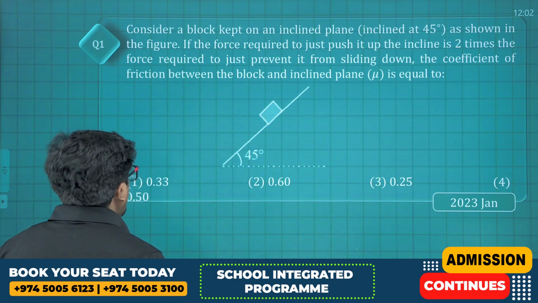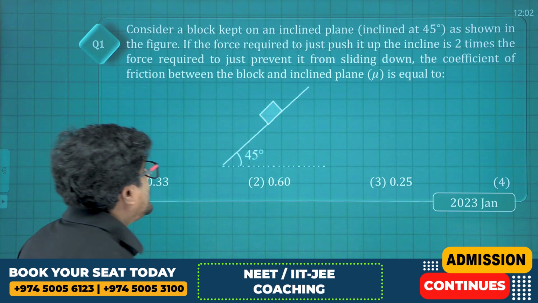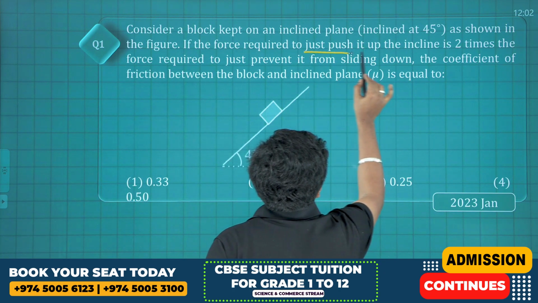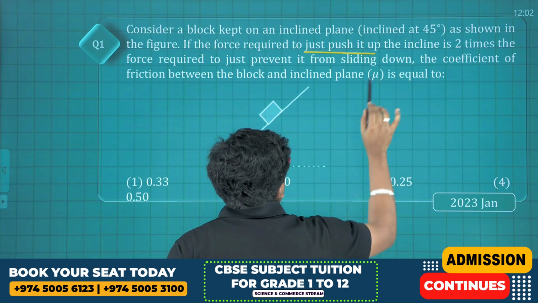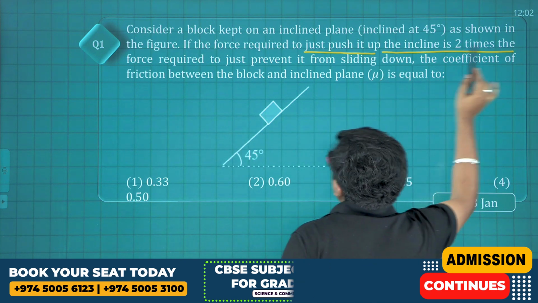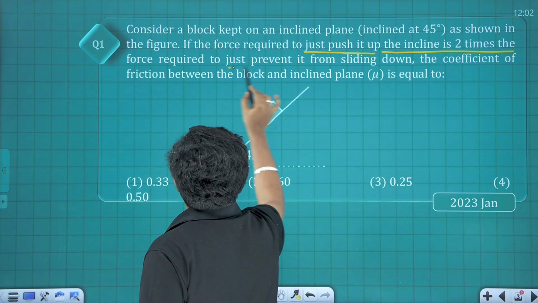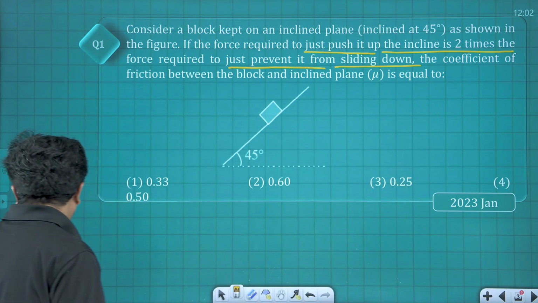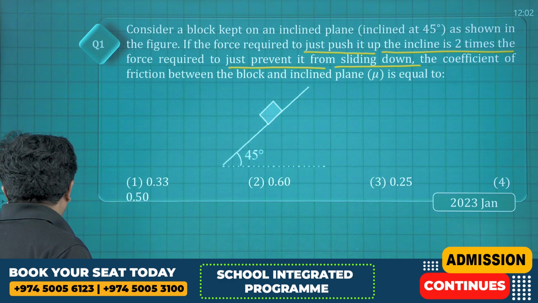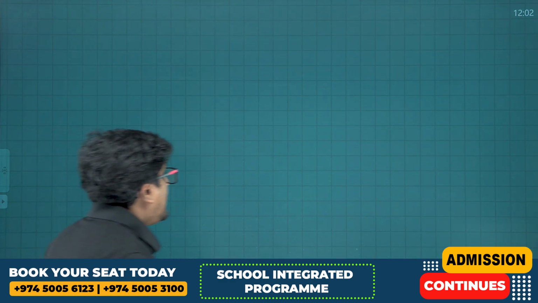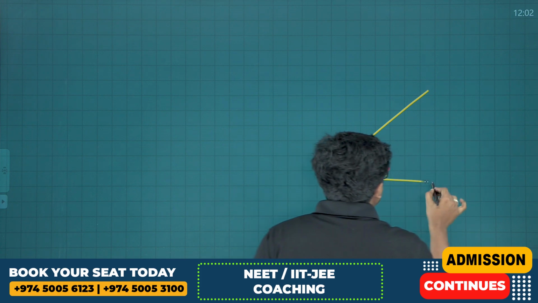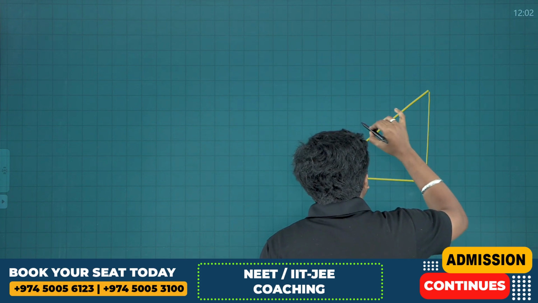So the important part over here is, have a look, the force required to just push it up is 2 times the force required to just prevent it from sliding down. That is the most important part here. Okay, so let this be the inclined plane and here this is the mass.